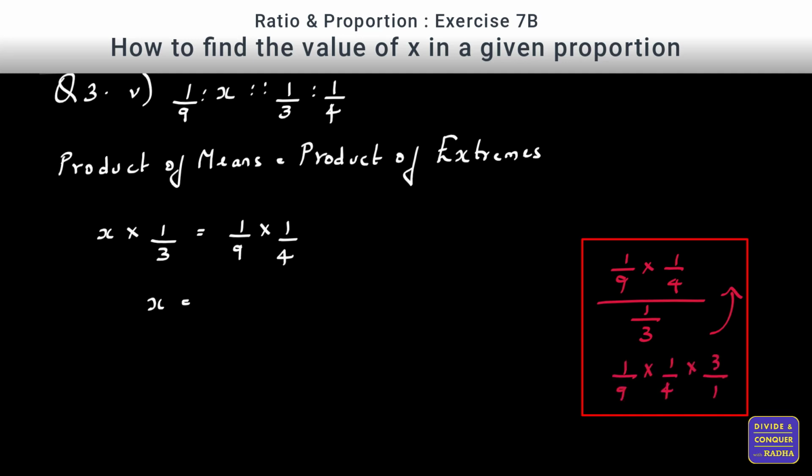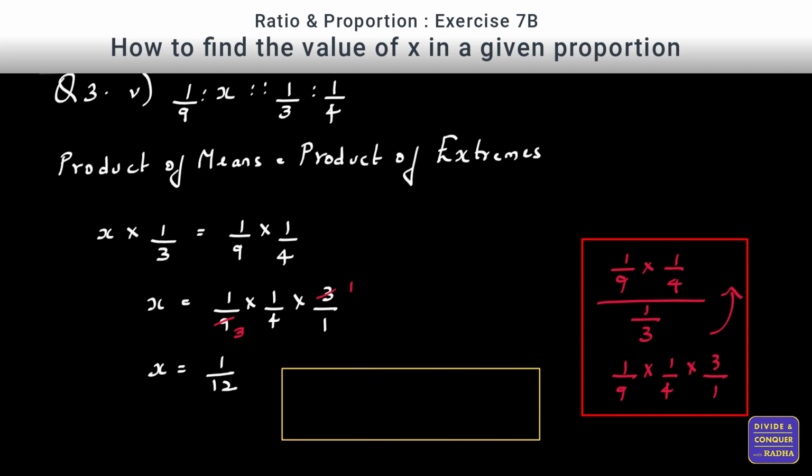It is shown in the rough column. Please have a look if you have a confusion. So 1 by 9 into 1 by 4 into 3 by 1. 3 and 9 get cancelled. 3 times 1, 3 times 3. So now we have x is equal to 1 by 12. Therefore, the value of x is equal to 1 by 12.